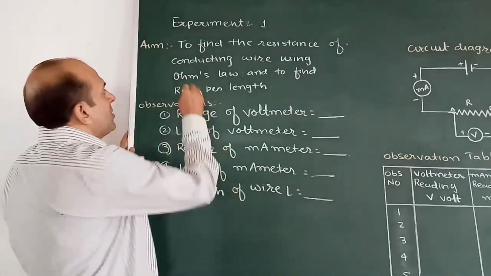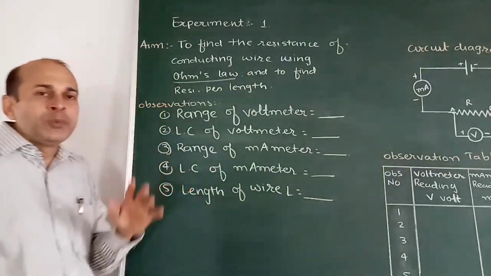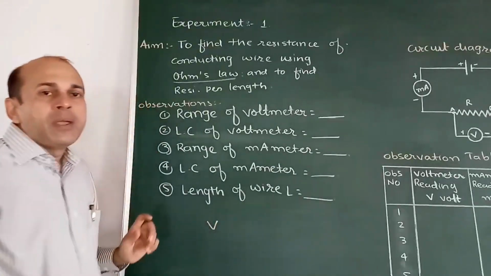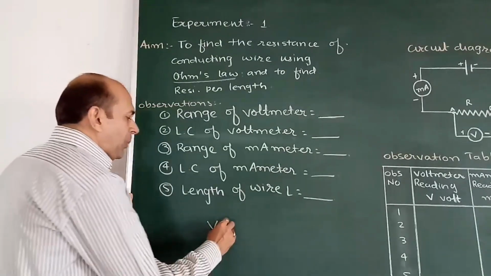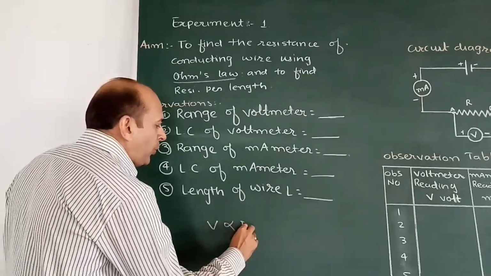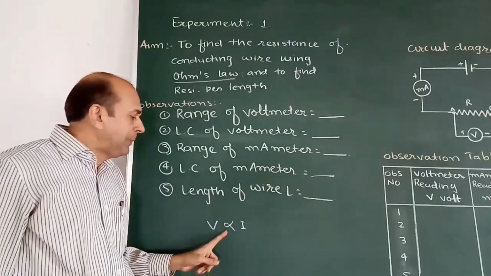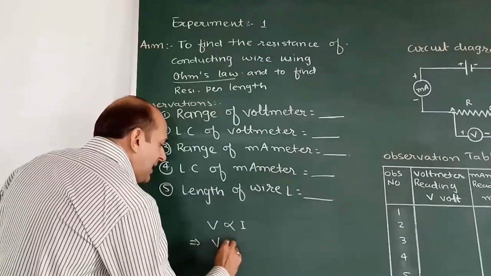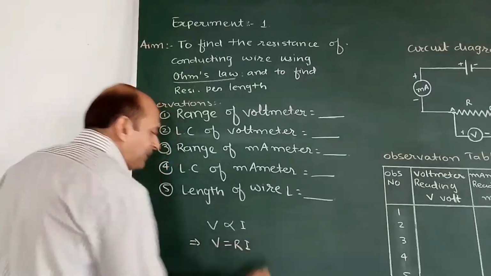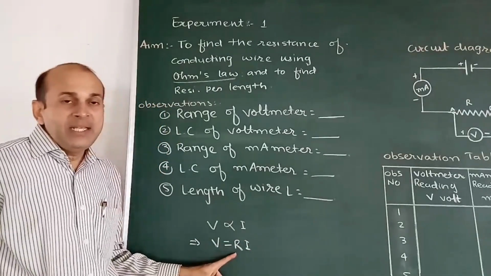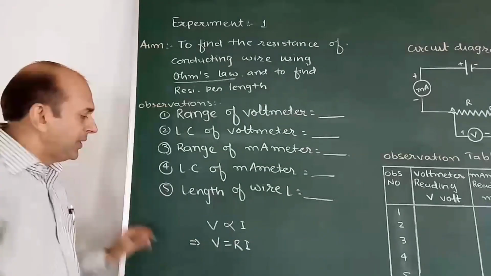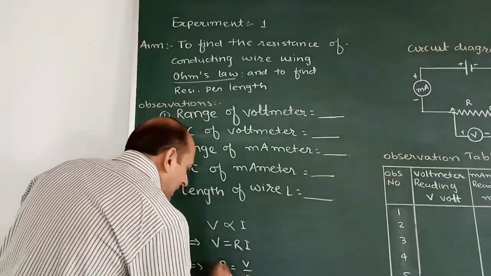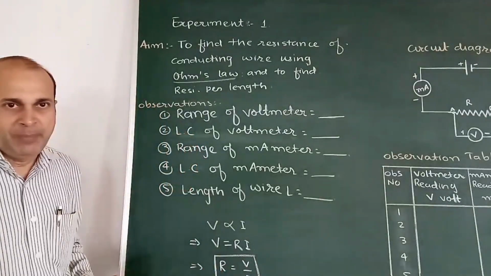So now let me start with Ohm's law. What do you mean by Ohm's law? Ohm states that the potential difference V is directly proportional to the current I passing through it. On removing the proportionality, we substitute a constant, say V is equal to RI. So R is the resistance of the wire. So R is equal to V by I is the formula for this experiment.